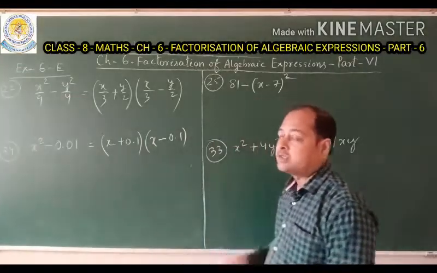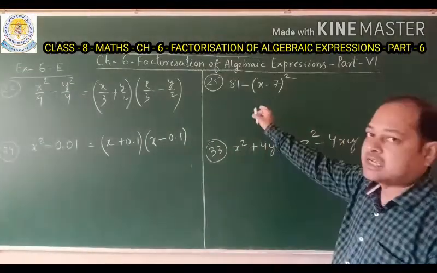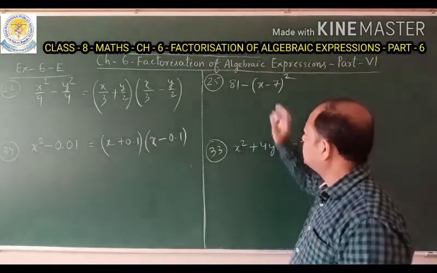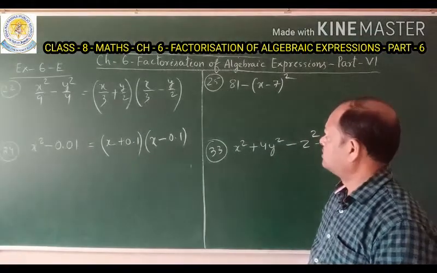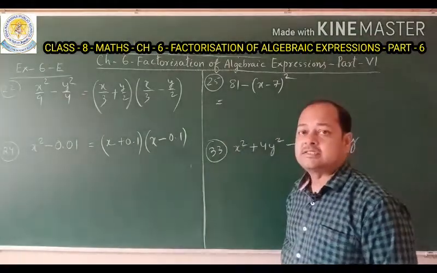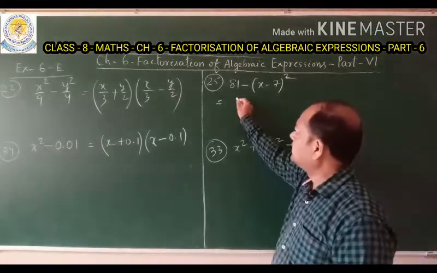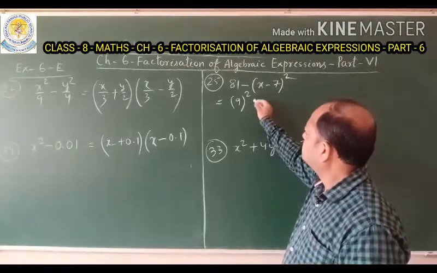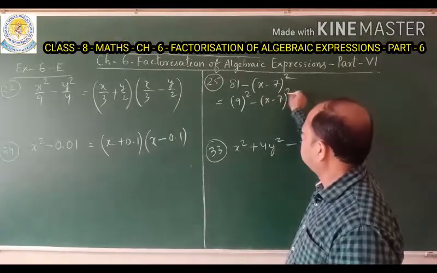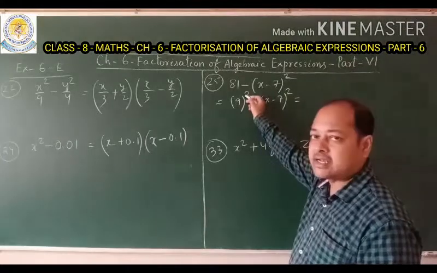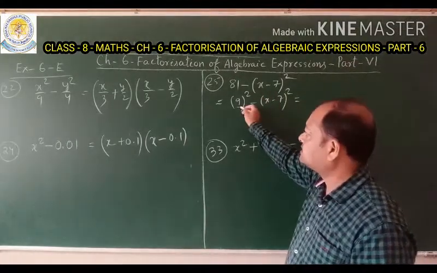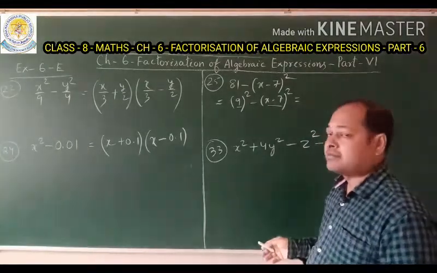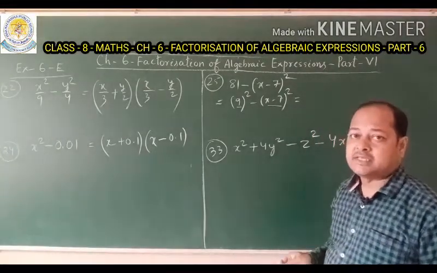Now look at question number 25. Question number 25 says find out the factors of 81 minus (x minus 7) whole square. Here 81 is the square of 9, so you can write 9 square minus (x minus 7) square. So it is a square and it is b square. This 9 is a and x minus 7 is b. So the a square minus b square formula is (a plus b) into (a minus b).